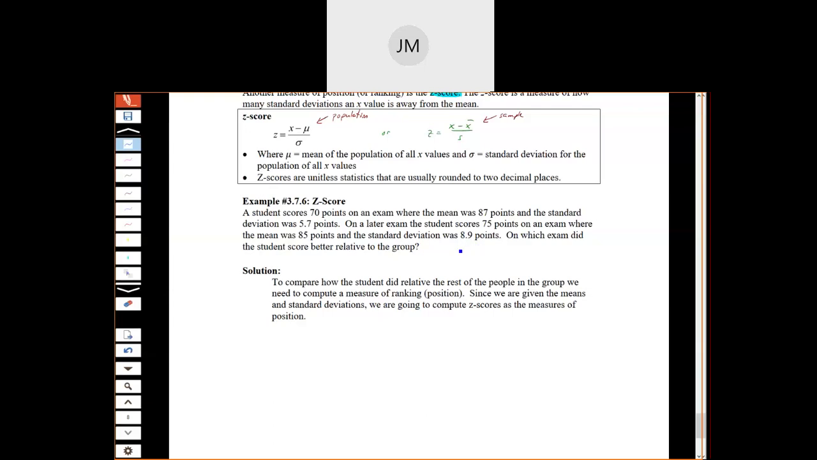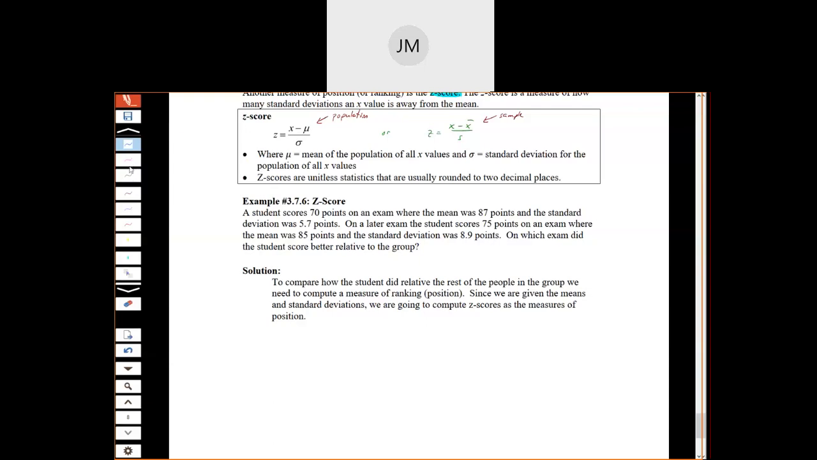On which exam did the student score better relative to the group? Now we're not talking about just better exam score. Obviously a 75 is better than a 70, if you're just looking at points. But we want to say relative to everyone else who took the exam, relative to the rest of the class. Which exam do they do better on? So what we want to do is compute their position within the data set. And since we're given the means and standard deviations, we're going to use the z-score to do that.